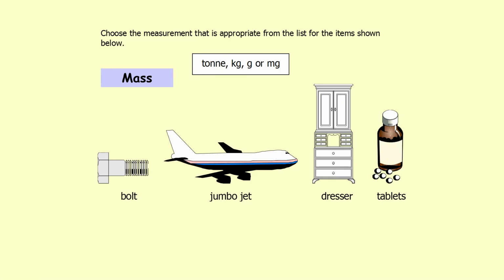Okay, this time we're measuring mass again. So it's question 4. 4A, we've got a bolt. 4B, we've got a plane. 4C, we've got a dresser. And 4D, we've got tablets. So hit pause, write your answers. When you're done, hit play and we'll go through it together.